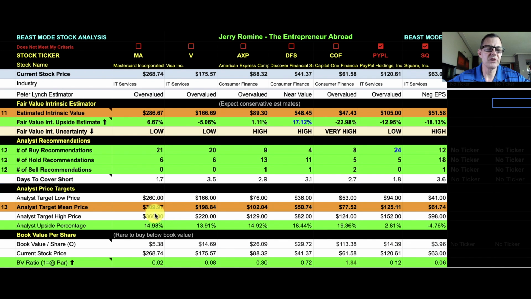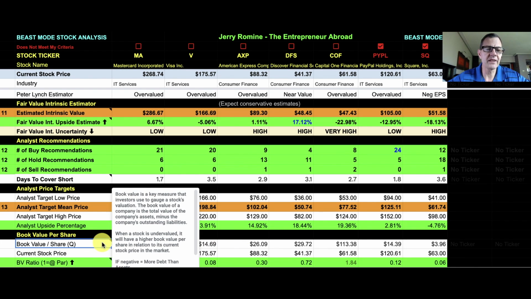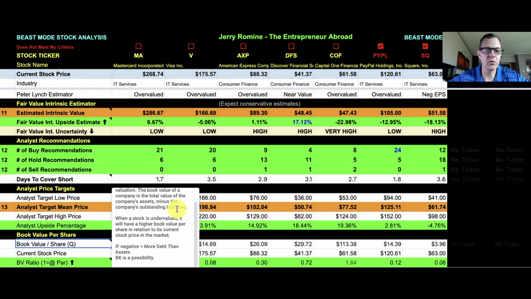All right, book value per share is something that I like to look at, and it's rare to be able to buy below book value. For you Warren Buffett value investors, this is always a fun one to look at. So what exactly is book value? It is a key measure that investors use to gauge a stock's valuation. The book value of a company is the total value of the company's assets minus the company's outstanding liabilities. When a stock is undervalued, it will have a higher book value per share in relation to its current stock price in the market. If negative, it's more debt than assets, and bankruptcy is a possibility.